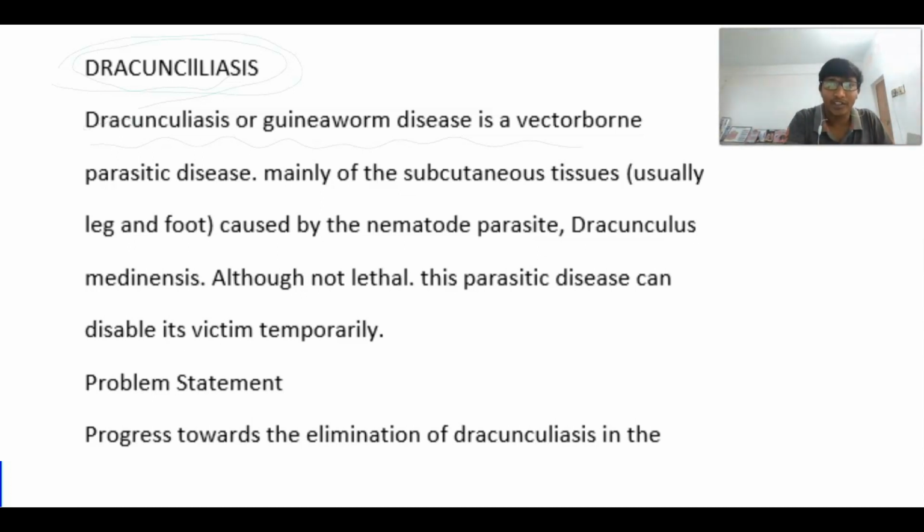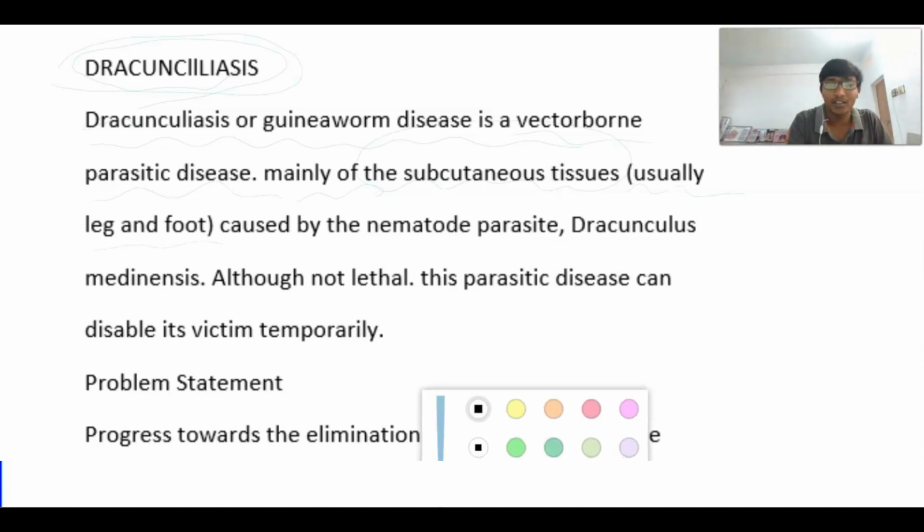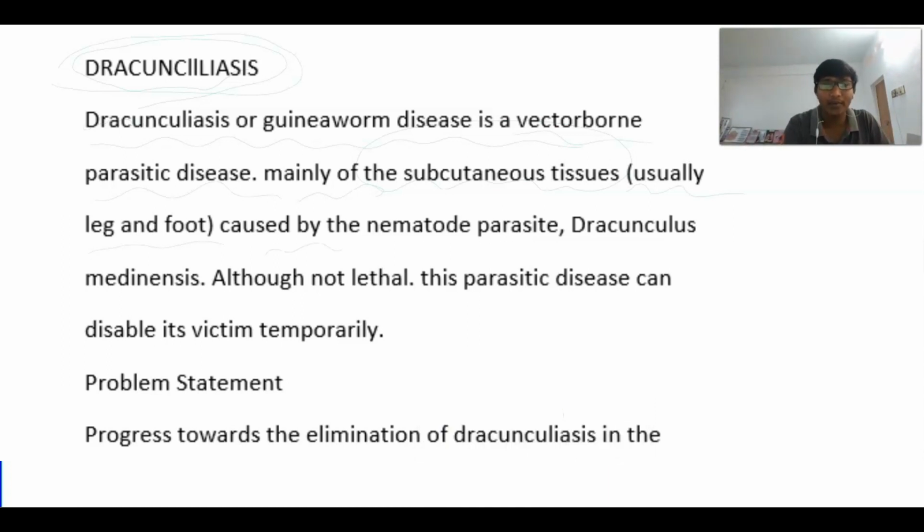It is mainly affecting the subcutaneous tissues, usually the leg and the foot, and it is caused by the nematode parasite known as Dracunculus medinensis.